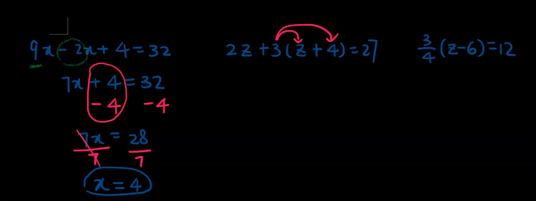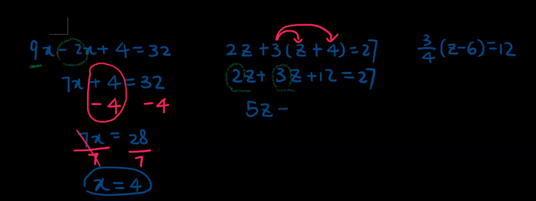Alright, so 3 times z is 3z, 3 times 4 is 12, rewrite. Means you copy down the rest. These two are called like terms. Remember, you should combine like terms. 2 plus 3, just look at the coefficient. 2 plus 3 is 5. So 5z plus 12 is 27.